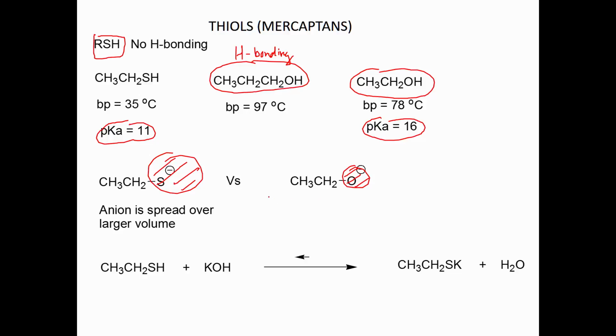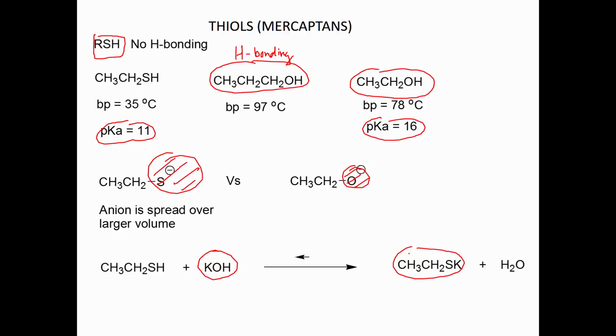All right, so because the pKa here is 11, much lower than water, we can use KOH as a perfectly adequate base for making the thiolate anion. Okay, this reaction here will essentially go completely to the right. So KOH or NaOEt or something like that are perfectly acceptable bases for removing the hydrogen from a thiol.